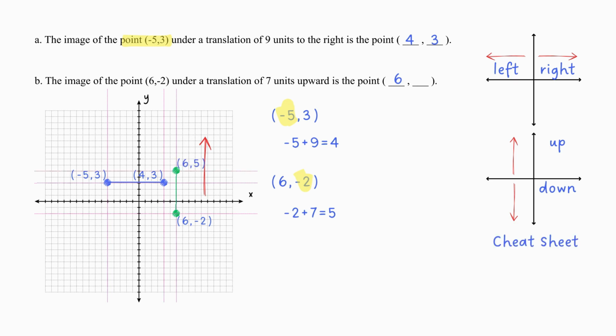Here is a small cheat sheet for translation. Right always means add to x. Left always means subtract from x. Up always means add to y. And down always means subtract from y.